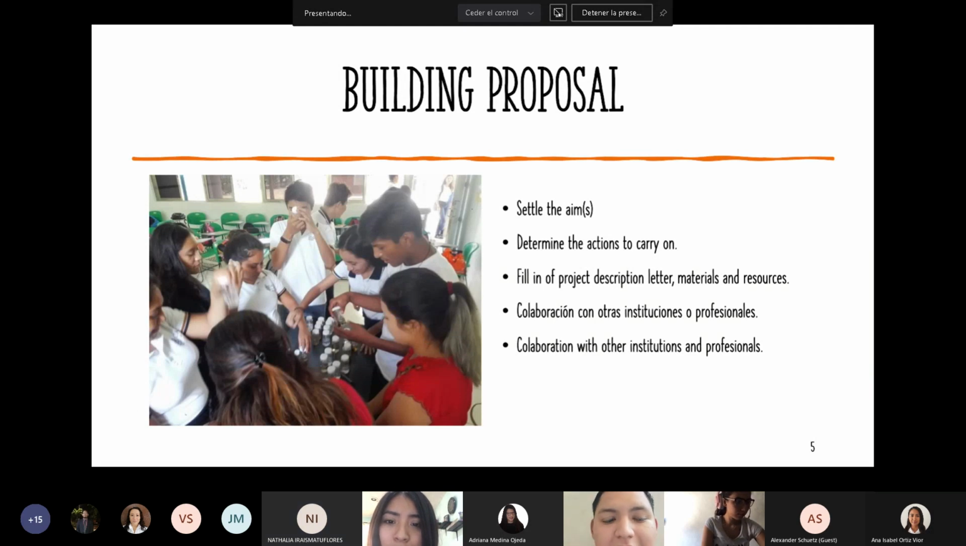Now we will talk about the building proposal. For this stage, you need to settle the aims, determine the actions to carry out, find the project description, materials and resources, and collaborations with other institutions and professionals.